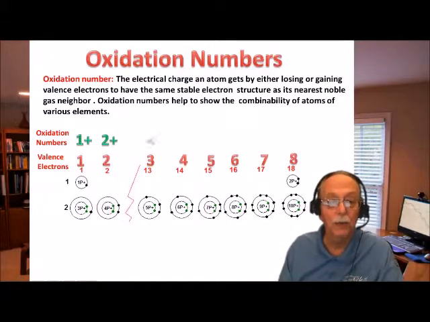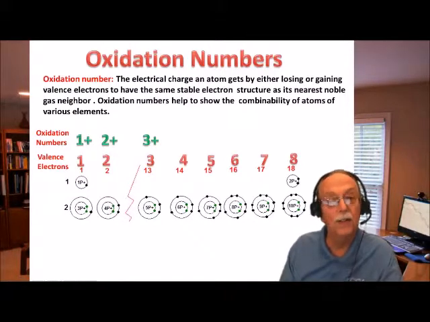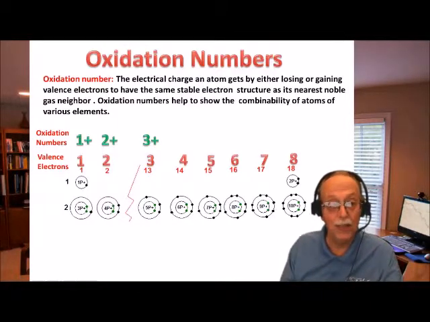Well, every element in group 13 has a positive charge of 3. It loses 3 valence electrons to have the stable electron structure of its nearest noble gas neighbor, and in doing so that gives it a plus charge of 3. That's its oxidation number.